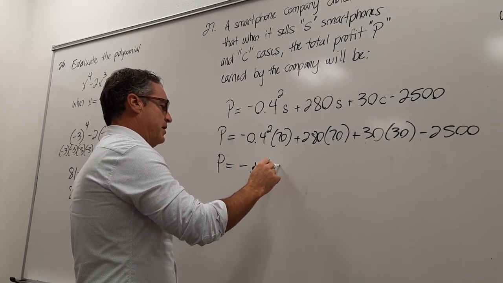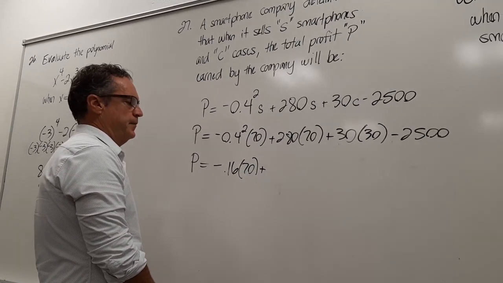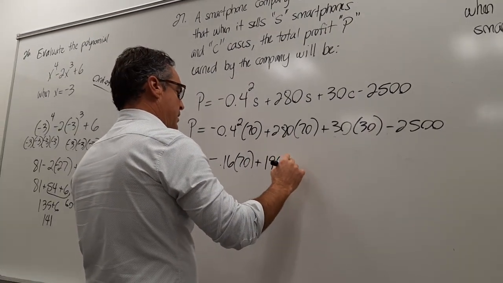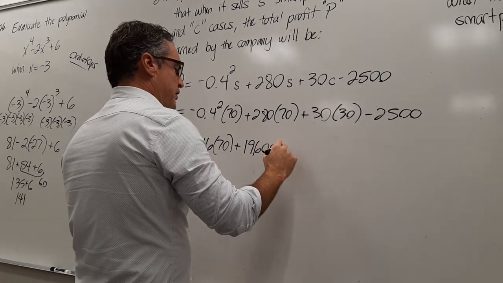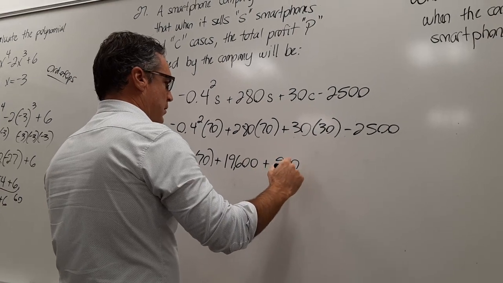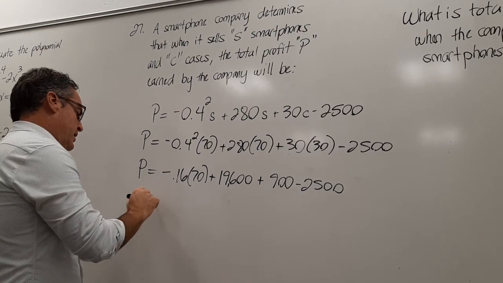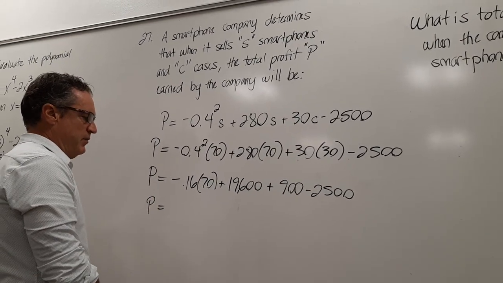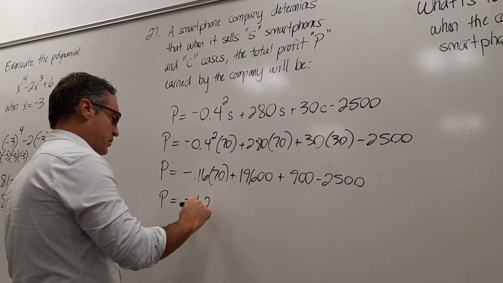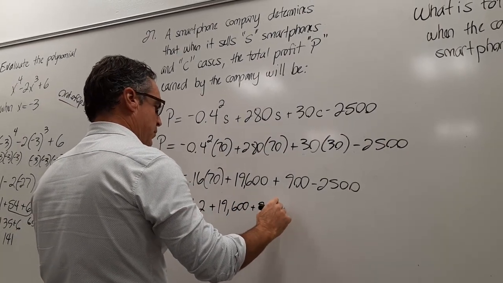0.16 times 70 plus, let's go ahead and multiply 280 times 70. What do you get there? 19,600. Okay, 19,600 plus 30 times 30 should be 900. Correct. Minus 2,500. P equals negative 0.16 times 70. What do we get there? Negative 11.2. Plus 19,600 plus 900 minus 2,500.